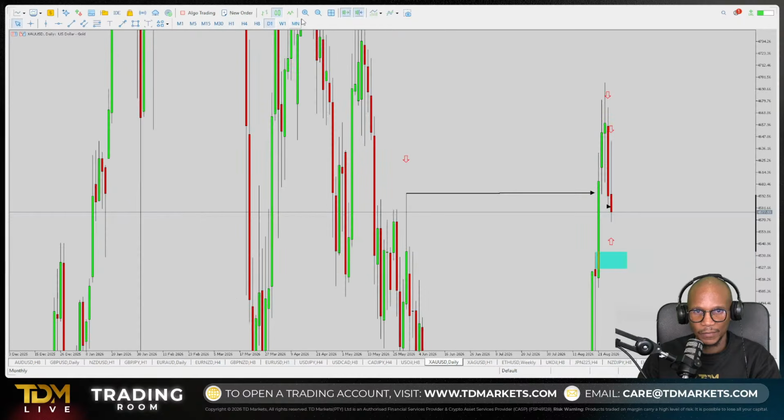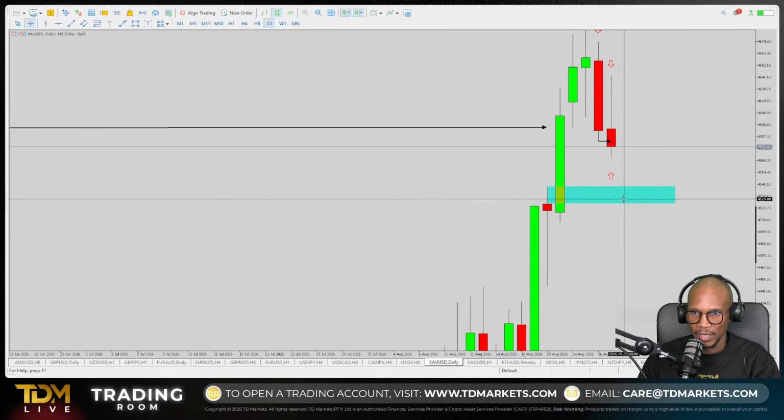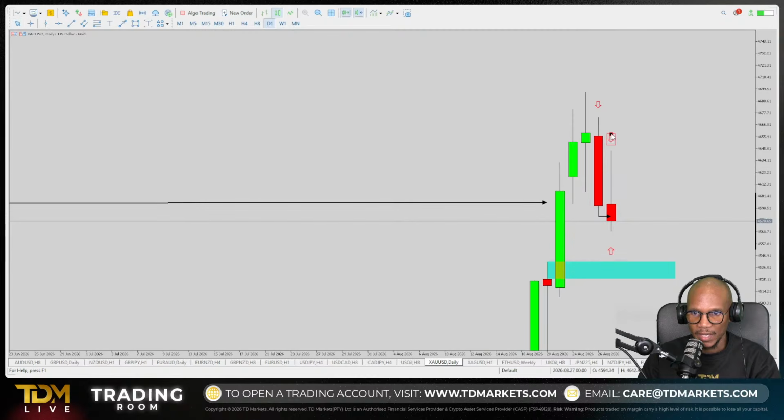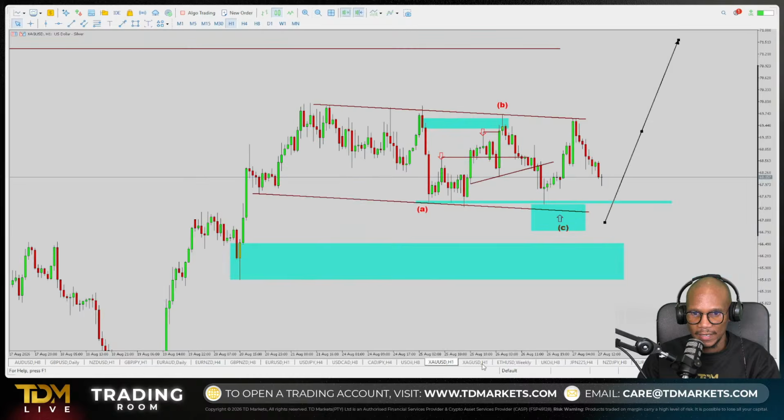At the same time, like I said earlier on, we are watching to see if price will come back and tap the zone. As long as it doesn't take out this high, you see the current daily candle, as long as it doesn't take out this high or close this week, then probabilities are high. We're going to go all the way down to that area. Probabilities are high.